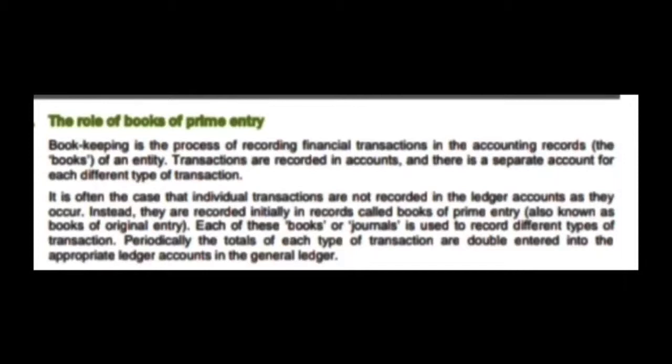So all you have to do is record that into the prime books, and then you record the prime book entries accumulatively, in total, to the journal or to the accounts. So this is the role of the prime book entries: these are the records where the transaction is recorded initially, and then the sum of those accounts is recorded into the journal, and then the ledger, and then the trial balance, and then ultimately into the financial statements. So hope you have got the idea of what books of prime entries are.